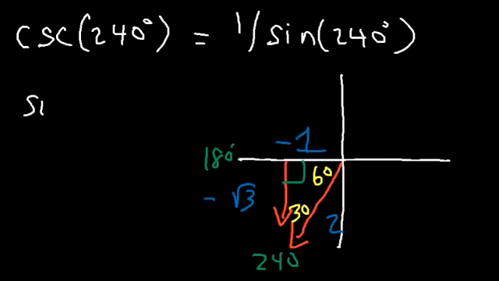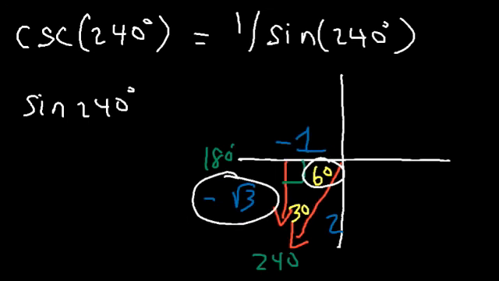So if we wish to evaluate sine 240, we need to focus on the reference angle, the 60. Based on SOHCAHTOA, sine is opposite divided by hypotenuse. So therefore sine 240 is negative root 3 divided by 2.